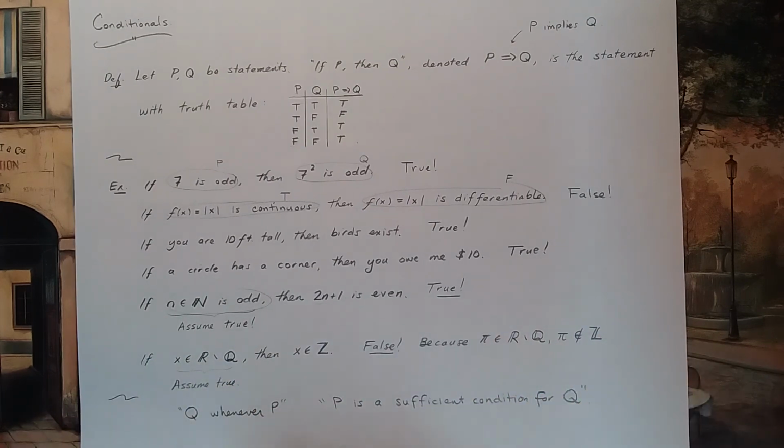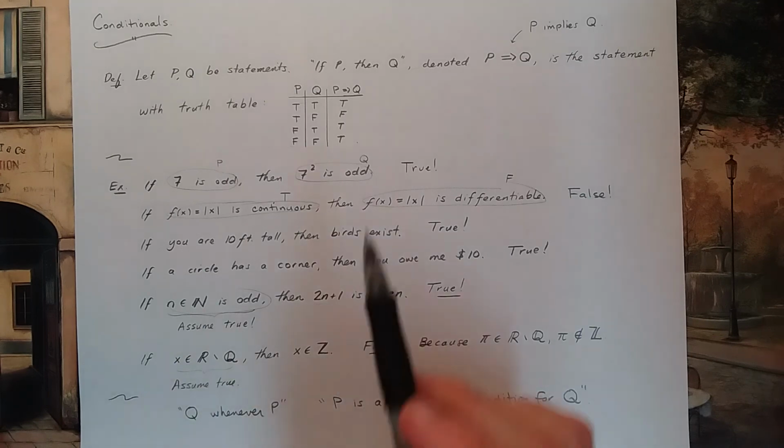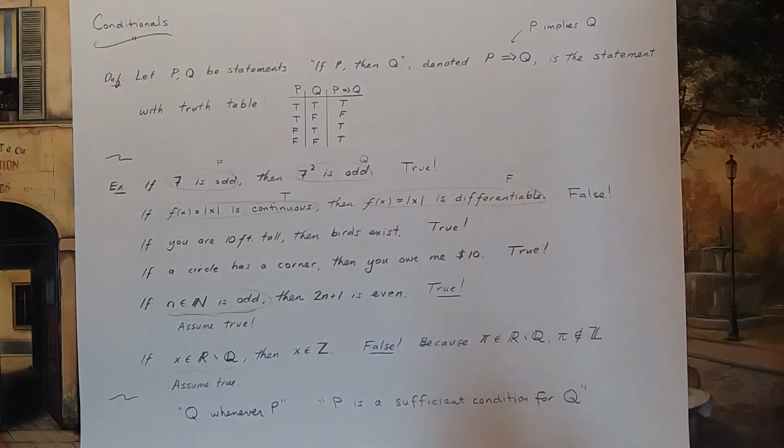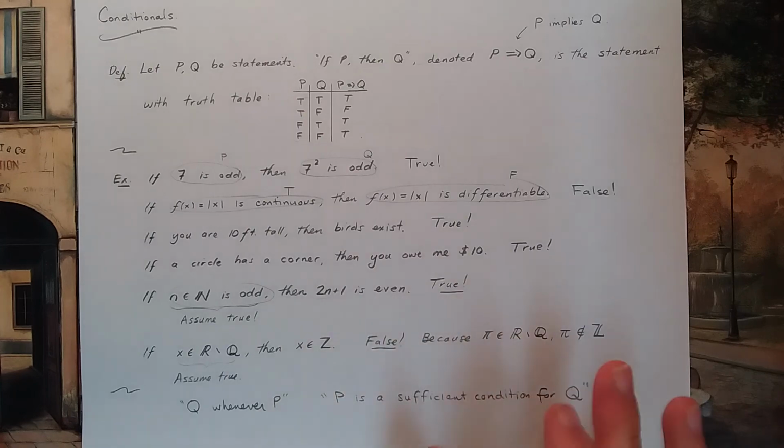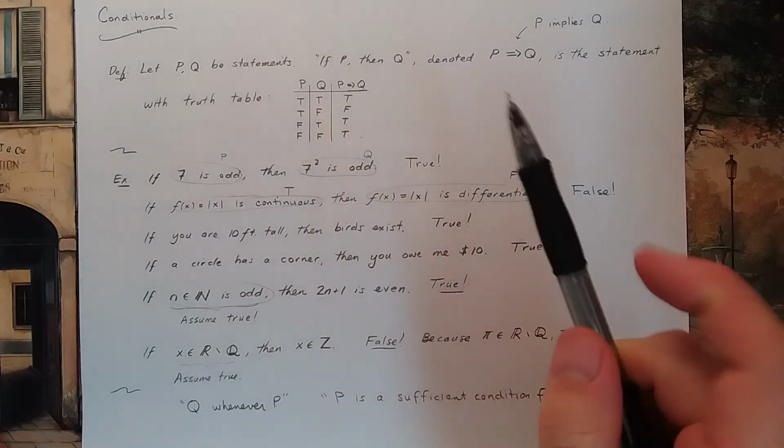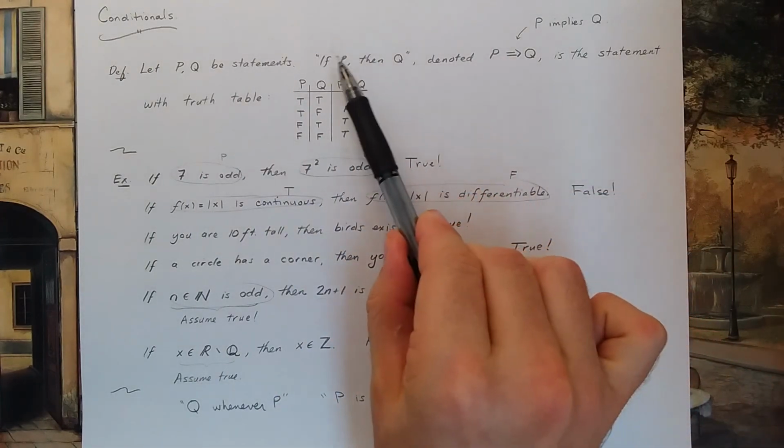The reason why there's a bunch of different English phrases that all mean if P then Q is because this concept is all over the place in mathematics. In fact, most theorem statements will be of the form if P then Q.